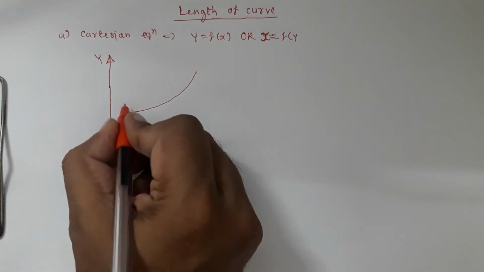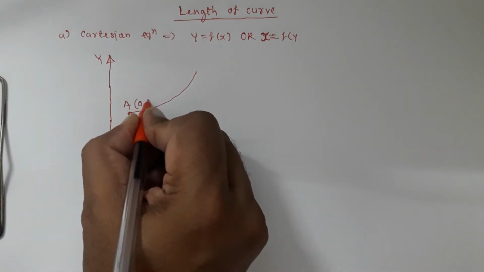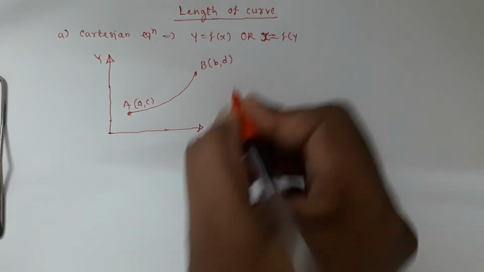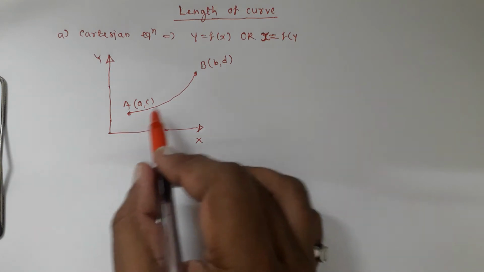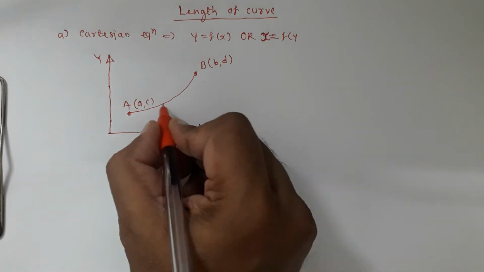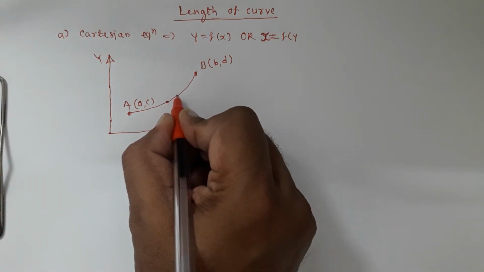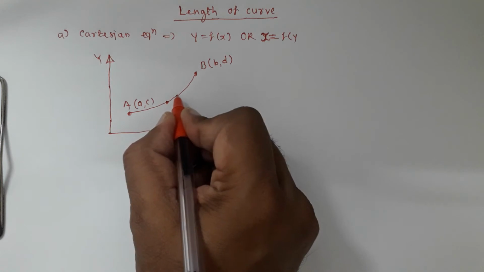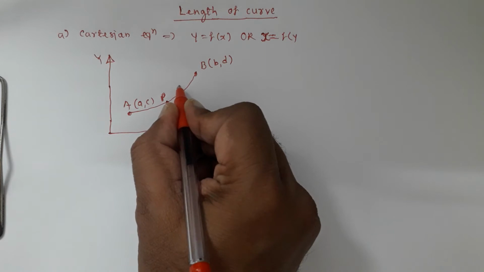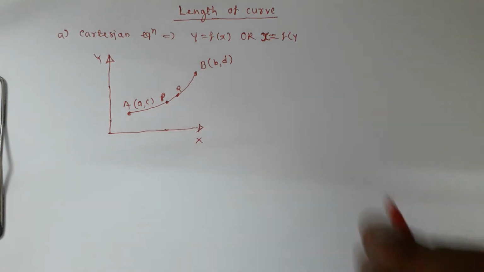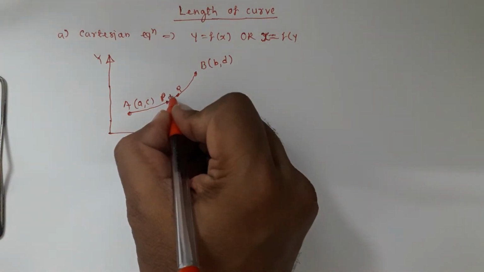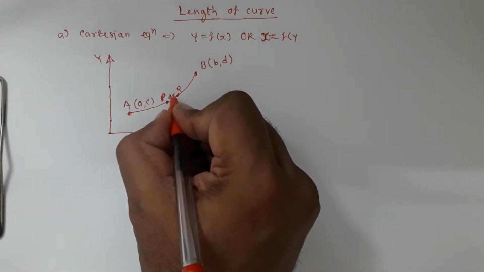Now, in order to explain it, I am considering x and y axis. So let it be x axis, let it be y axis, and the curve is like this. And let this point A is AC and this point B is BD. And let it is required to get the length of this curve AB.